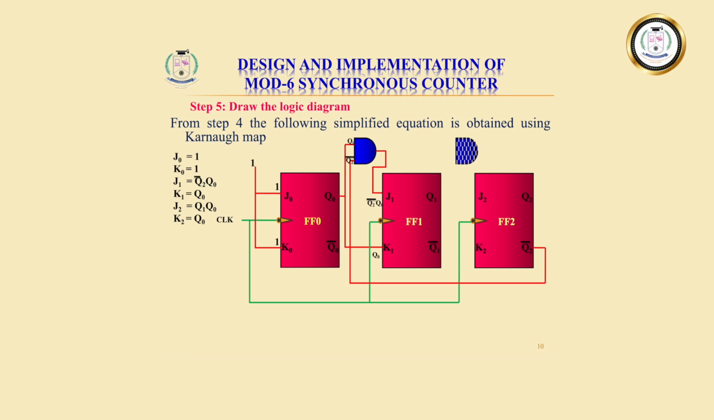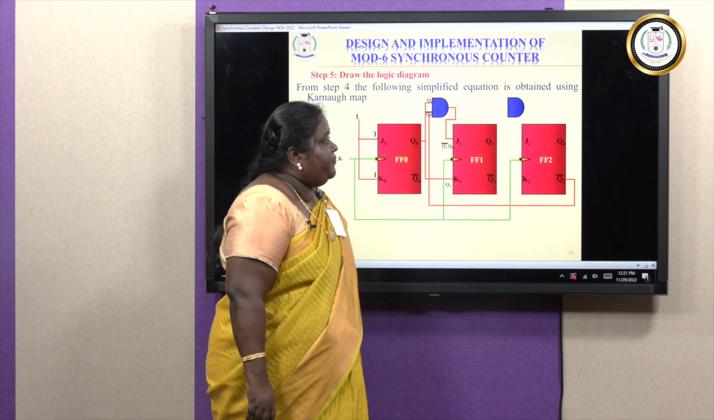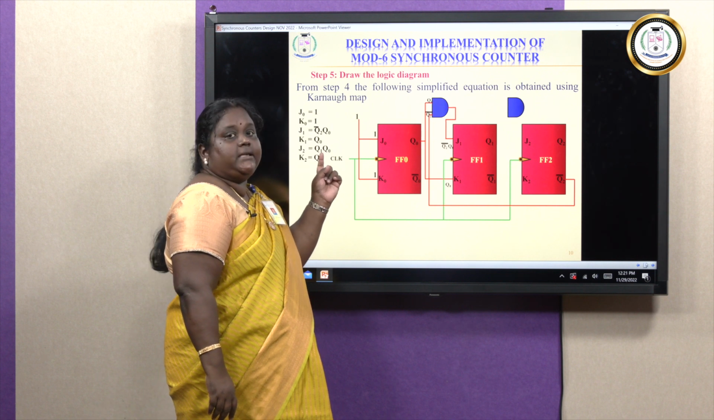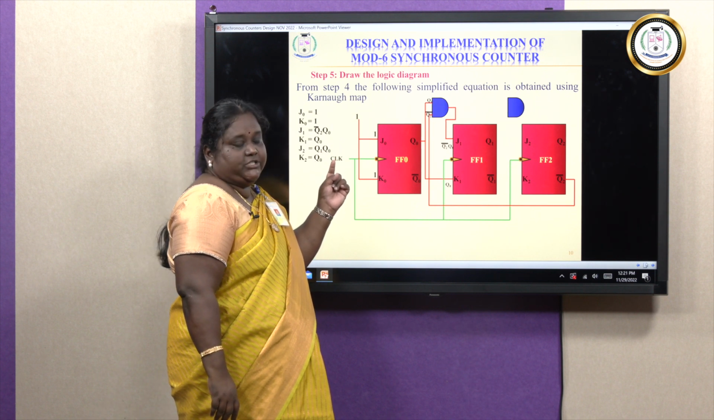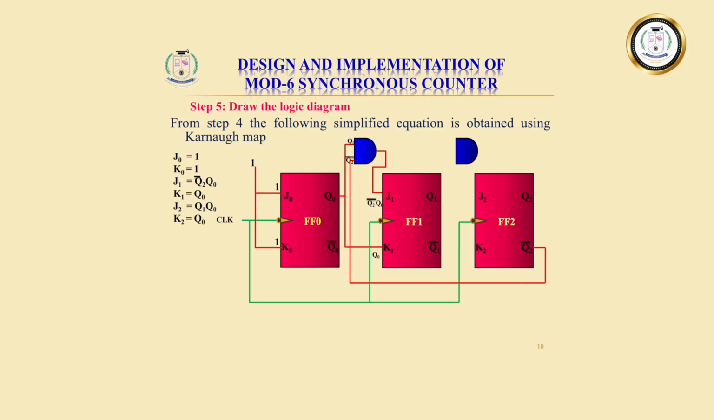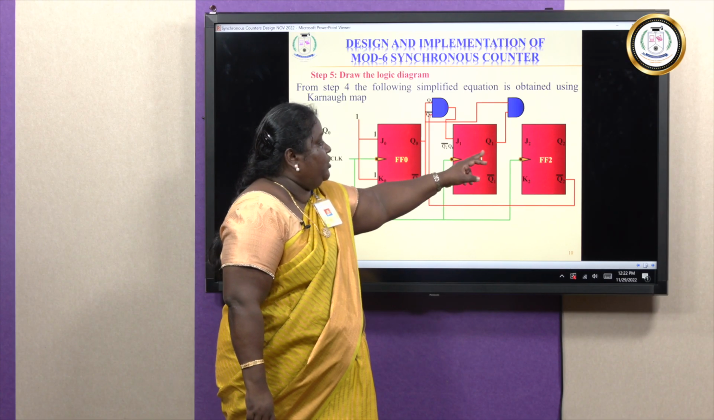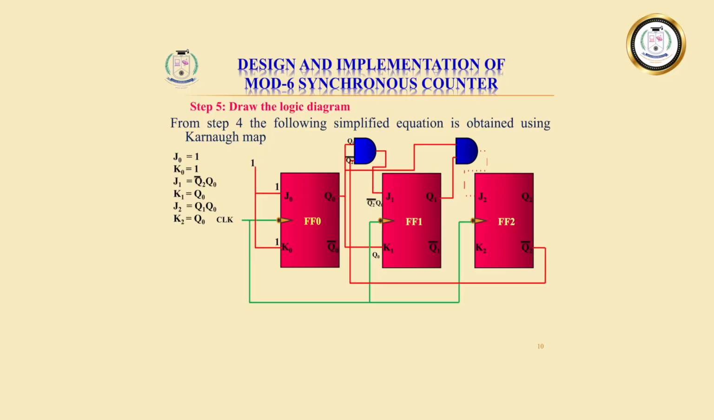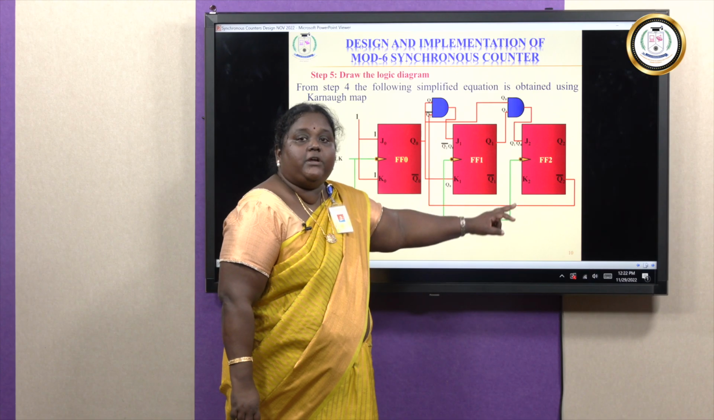Next, in a similar way, we will do it for flip-flop 2. What is the expression obtained here? It is the AND of Q1 and Q0, so we have to make use of an AND gate. This is Q1 and this is Q0. Let us give these as inputs for the AND gate, and the output of this AND gate is given as an input to J2. So we have completed giving the input for J2.